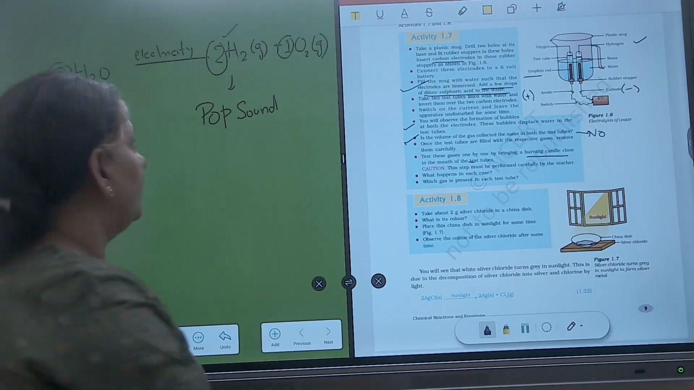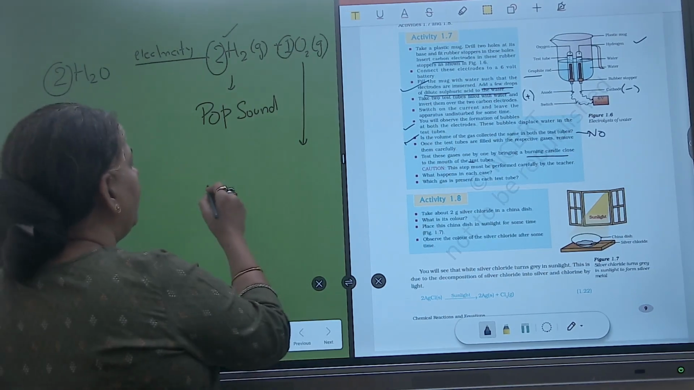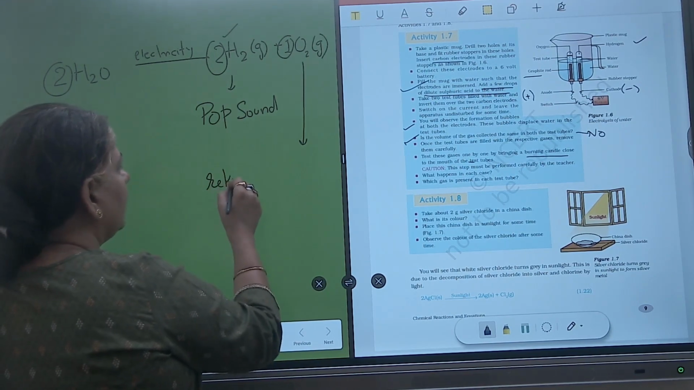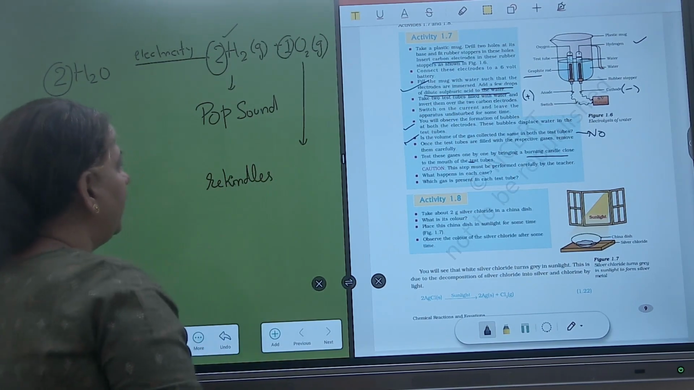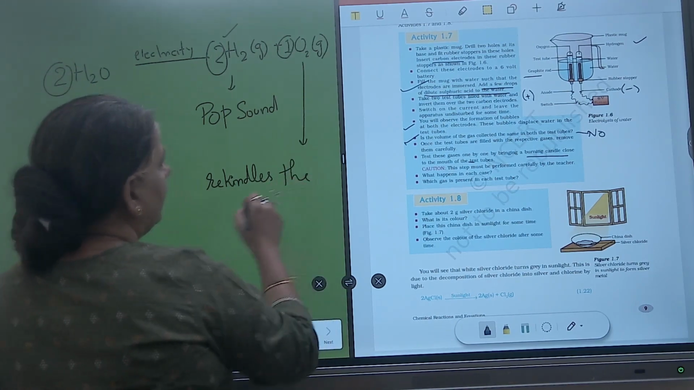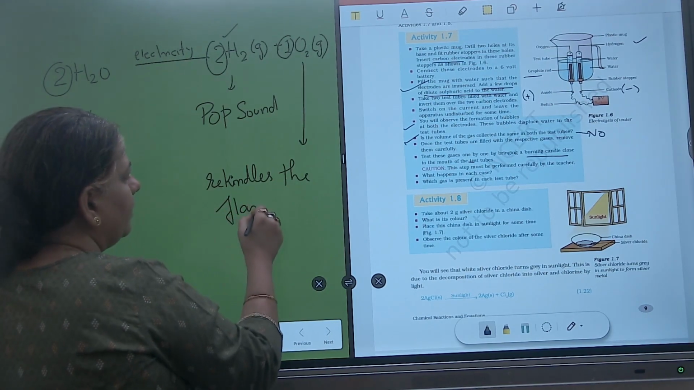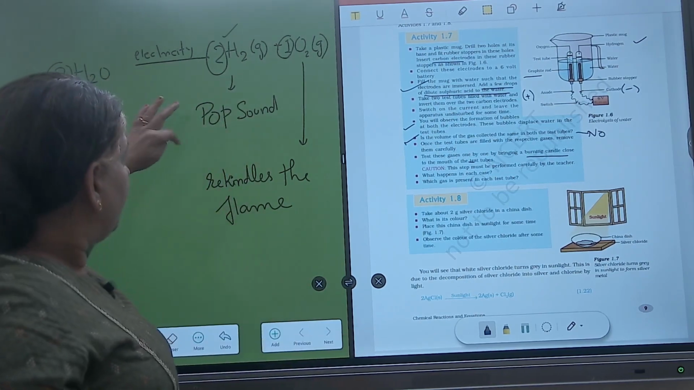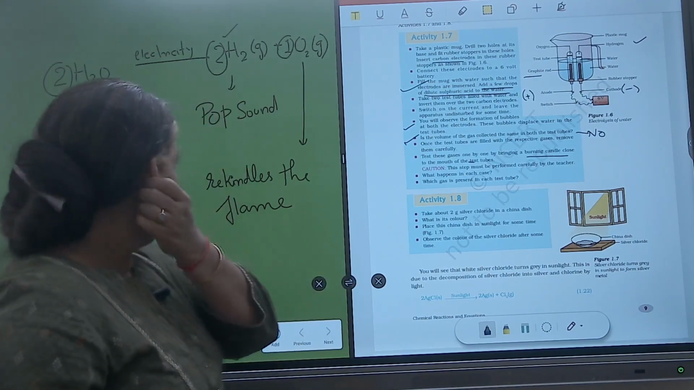At the same time, oxygen is also produced, so it will brighten the flame of the candle, or you can write oxygen rekindles the burning candle, or rekindles the flame. That is, the flame starts burning more brightly. So you will get this pop sound, and also the flame will start burning brightly.